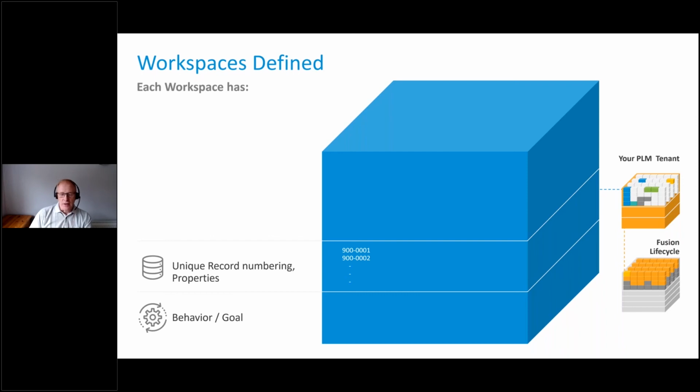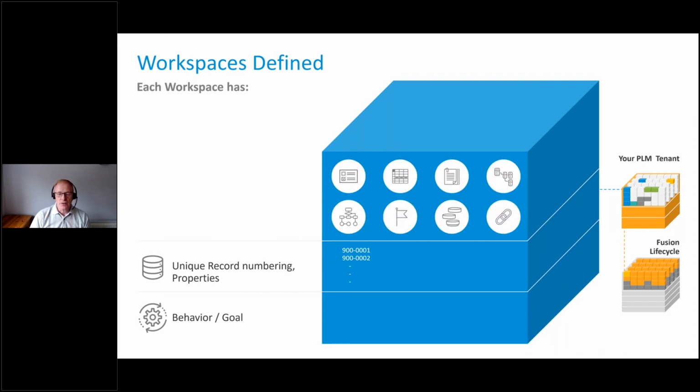Again, you have unique record numbering within that workspace. So you uniquely identify all of the records within that, and that's all customizable to suit your particular numbering schemes. And you have customizable workflows within that. So you can create your workflows to suit the tasks and the various processes that you need to complete.